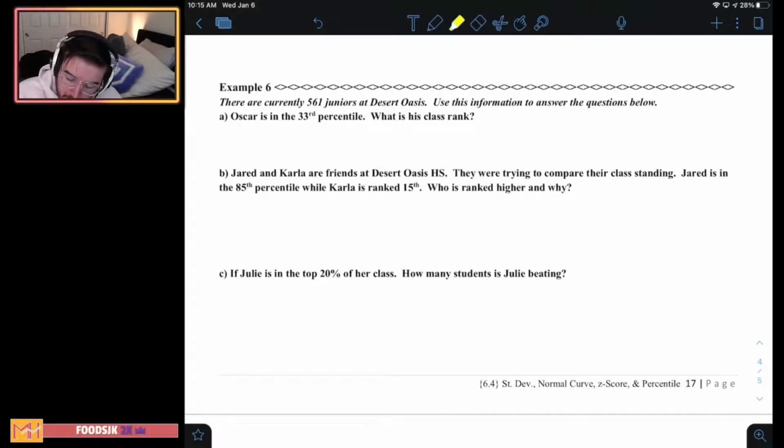There are currently 561 juniors at Desert Oasis. Use this information to answer the questions below. Oscar is in the 33rd percentile. What is his class rank?